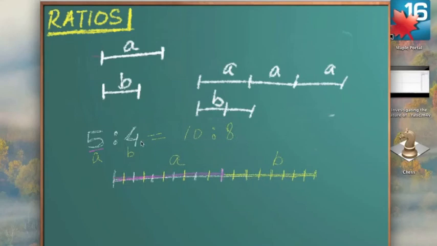So what does this suggest? This suggests then that a ratio 5:4 is really the same as the ratio 10:8. In other words, you can multiply both sides of a ratio, both parts of a ratio, by the same number and get an equivalent ratio. That is a very important concept that is going to help us solve problems regarding ratios.